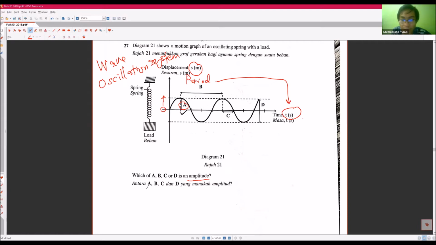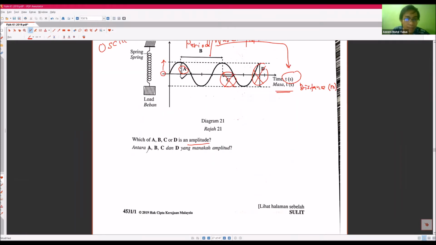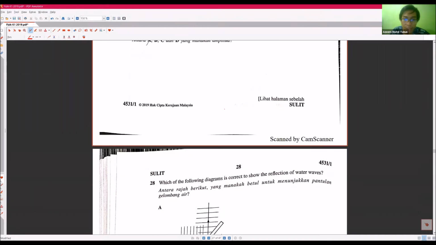But if this axis is distance, in meters, then this B is the wavelength. So make sure that you check the x-axis and the unit for that. C, we don't have any significant unit for that, and D also we don't have any significant physical quantity as well. Okay, so let's see question number 28.